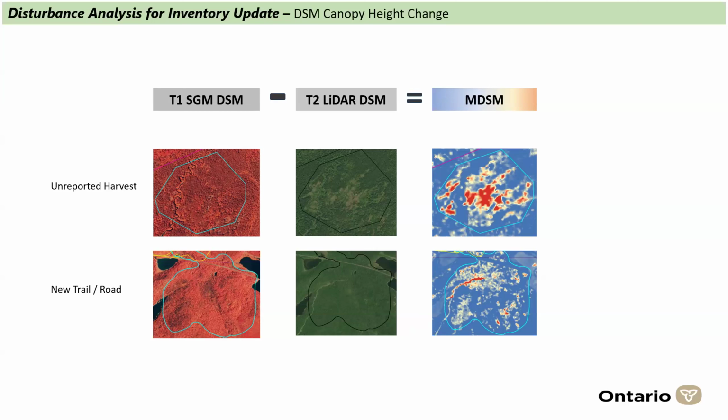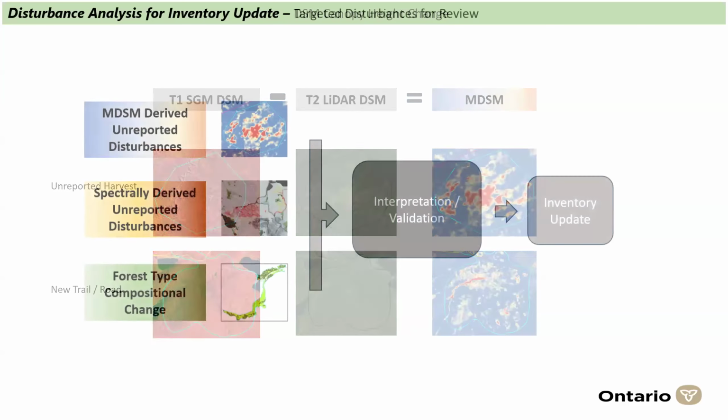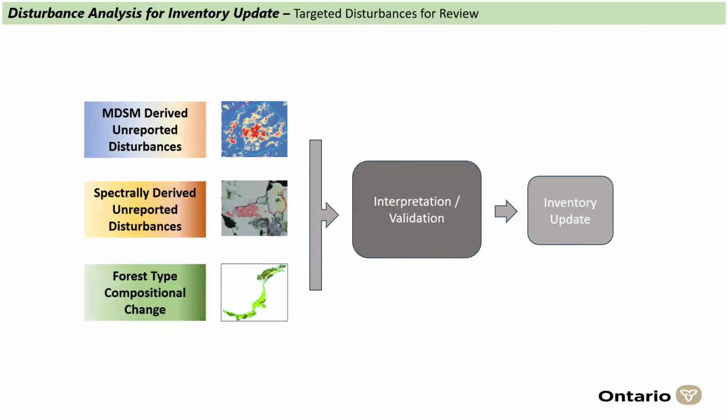And so these clusters of change, which are from the T1 inventory up to the time of LiDAR acquisition, coupled with the spectrally derived unreported disturbances sort of post-LiDAR acquisition and the forest compositional change, allows us to funnel this towards an interpretation validation exercise. Then helps the inventory. Sorry for rushing through some of that. I'll hand it back to you.